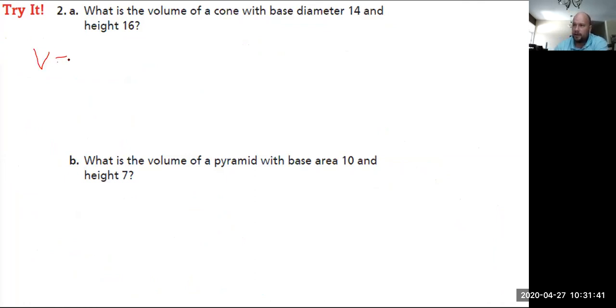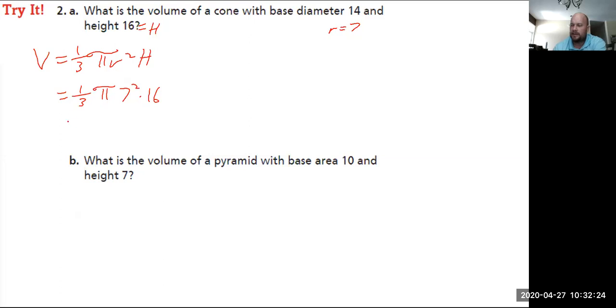Again, our volume formula for a cone is always the same. It's the 1/3. Again, you can do base area times height, or you can replace the base area with the equation of a circle area, which is pi r squared. So 1/3 pi r squared times height. So they gave us the height. So this is our height. This 14, well, that doesn't help us because that's diameter. But if we take half of that, we'd have our radius. So 7 will be our radius. And those are the only 2 things we have to plug in. So 1/3 pi, the radius is 7 squared, times height is 16.